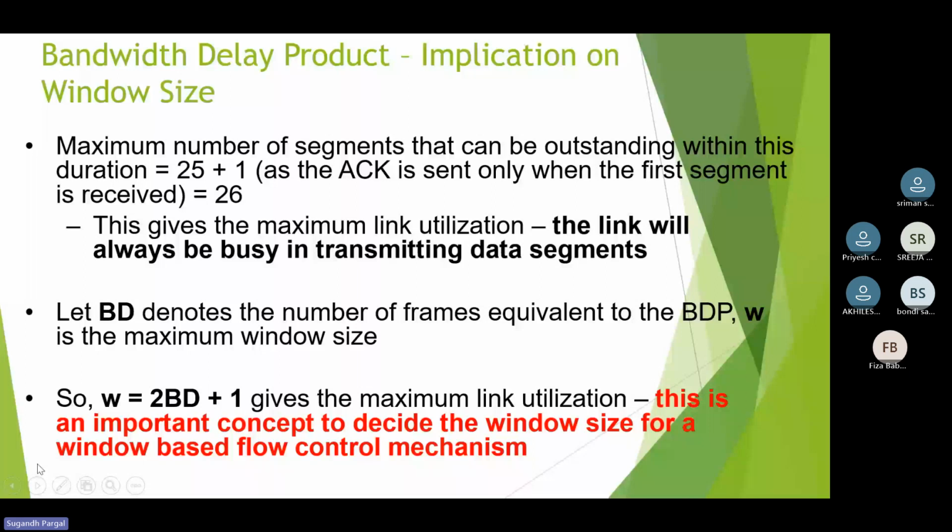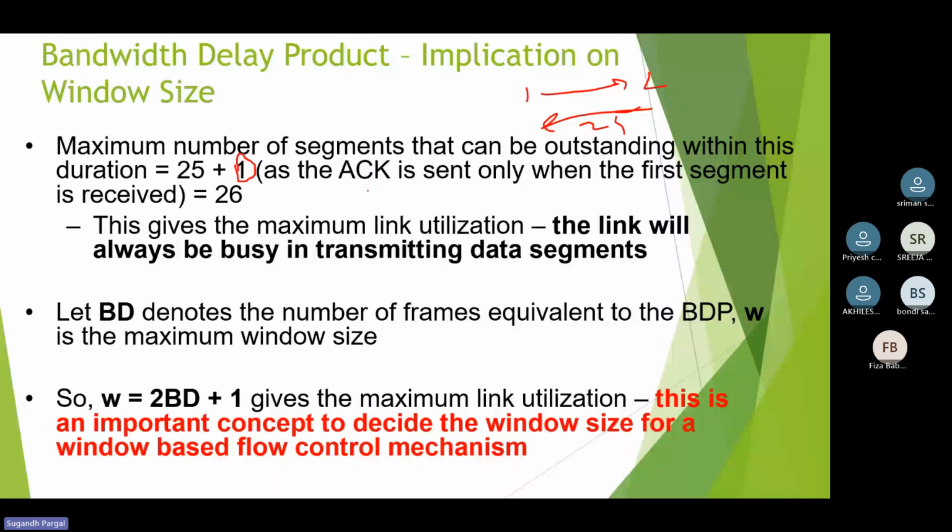However, there is one plus one here, which is the acknowledgement which is sent only when the first segment is received. That is the extra acknowledgement with the help of which the next corresponding packet is moved into the outstanding segments from 1 to 2. So a total of 26 outstanding segments are possible in a channel. This gives the maximum link utilization when host 1 wants to communicate with host 2. That means the link will always be busy transmitting data segments.